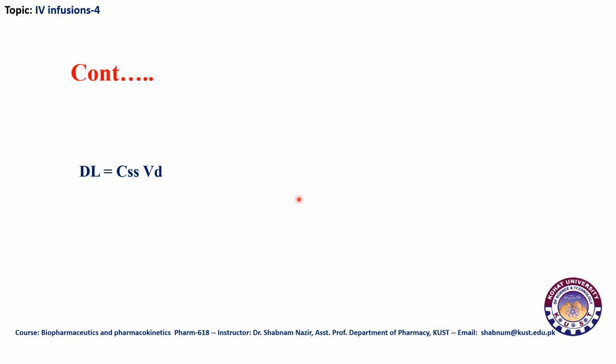The equation for the loading dose is steady state concentration multiplied by volume of distribution. If these two values are known, easily the loading dose can be calculated. The suitable loading dose, as we have seen in the previous graph, can be administered at various concentrations, but no matter how high the dose is being given, a steady state level is achieved at almost the same point. There is a suitable loading dose, and that can be easily calculated if these two values are known.